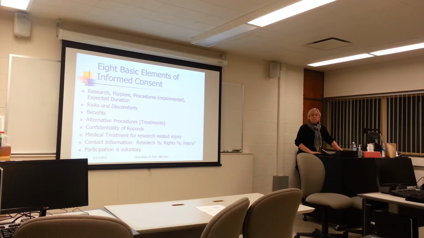Okay, so here are the 8 basic elements of informed consent. Every informed consent has to have these things in it. You have to say that it's research, and that's in our template. You have to say what the purpose is. You have to say what the procedures are, including which procedures are experimental. And again, that may not be applicable to anything you're doing.